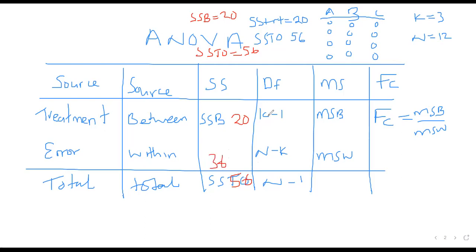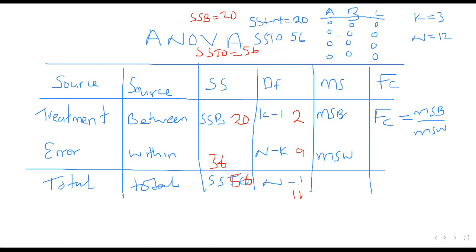Then what do we put for our degree of freedom here? K minus 1, 2. N minus K, 10 minus... 9. You add these two, or N minus 1. What is N minus 1? 11.